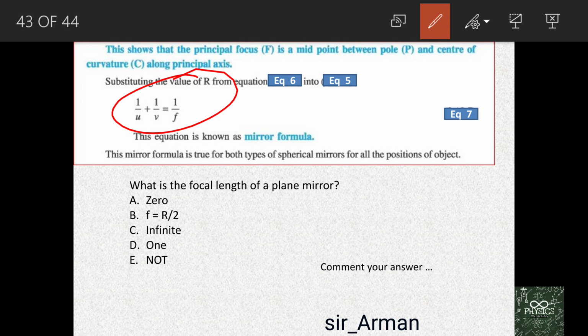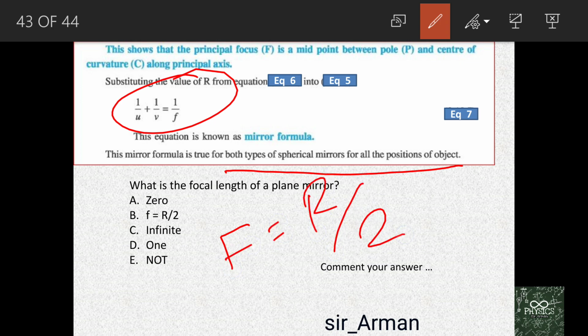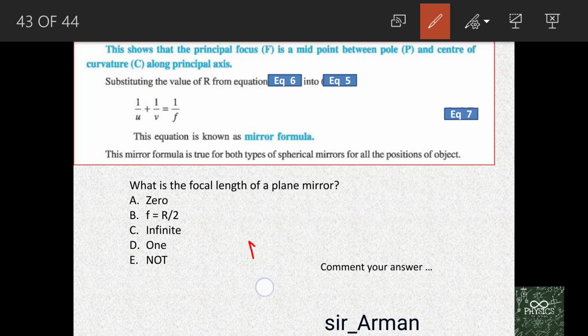Remember, this mirror formula is true for both types of mirror, that is concave or convex. We have also obtained another relation, that is f is equal to r by 2 for spherical mirrors, or you can also say r is equal to 2f.